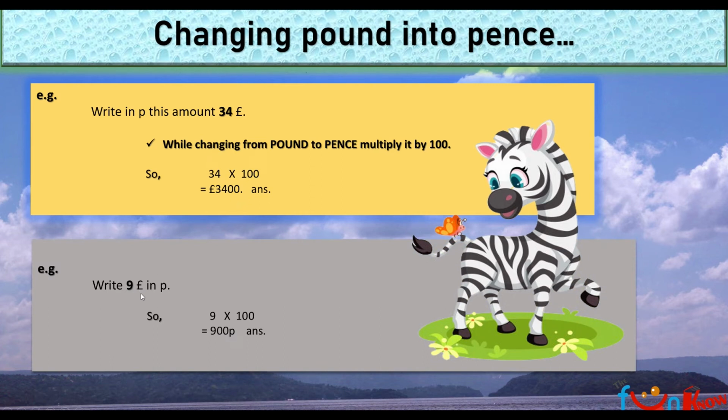The second example, write 9 pounds in pence. So 9 times 100 is going to give us 900 pence as the answer.